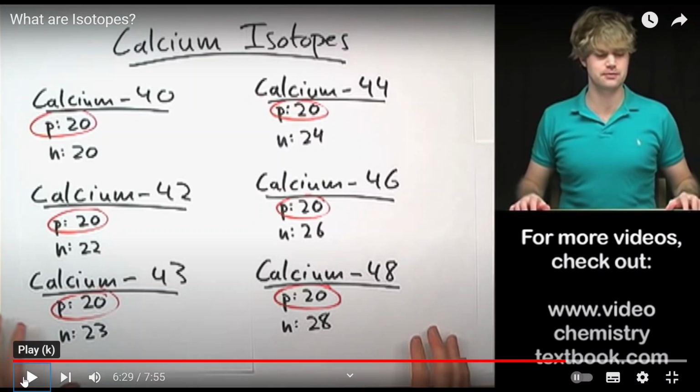Calcium, we've got 40, 42, 43, 44, 46, 48. All of them have 20 protons in the nucleus, but they have varying numbers of neutrons. Just like we did with carbon, we can write all of these calcium isotopes in isotope notation, where we have the mass number at the top and the atomic number down at the bottom. You'll see they all have the same atomic number of 20, but different mass numbers, the sum of protons and neutrons.